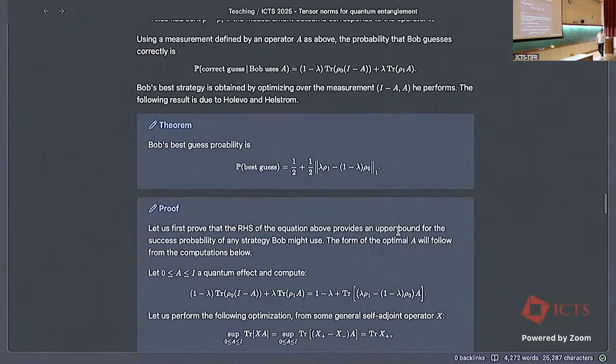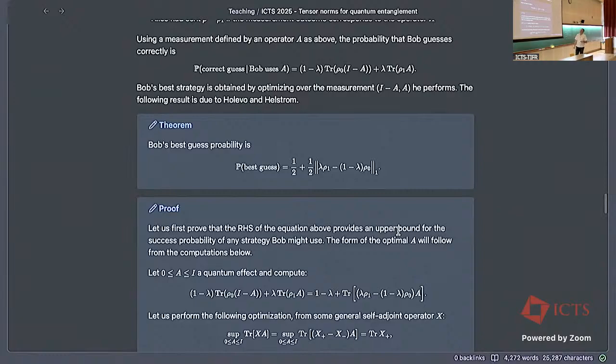So let's prove that this number here is an upper bound. Bob cannot do better than this. And then from the proof, you will see what's the best operator A. It will follow from the inequalities we have.